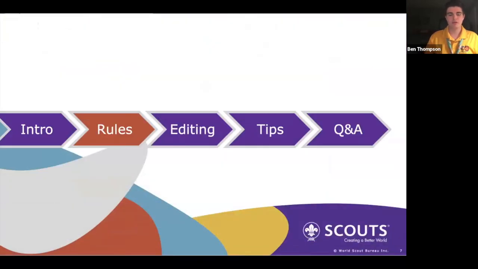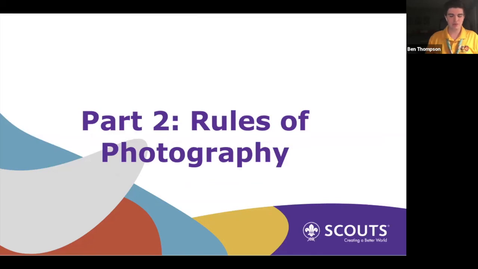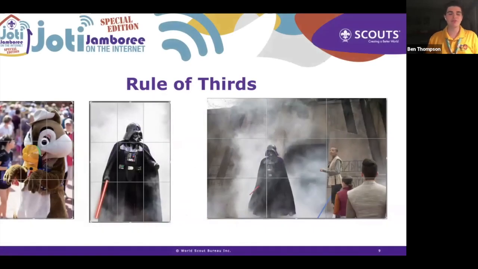So let's go to the rules of photography. There's a couple key rules. They're called rules because generally professional photographers will always be using these when we're creating images. However, there are some times where you break the rules and go outside of the standard norm for photography and get to change things up. The first rule I would like to go over is the rule of thirds.